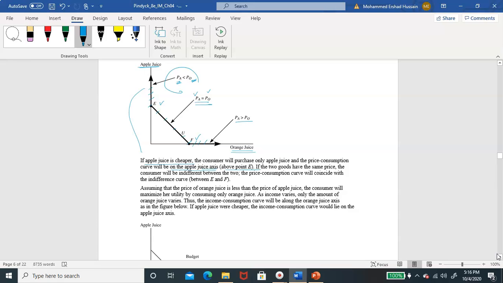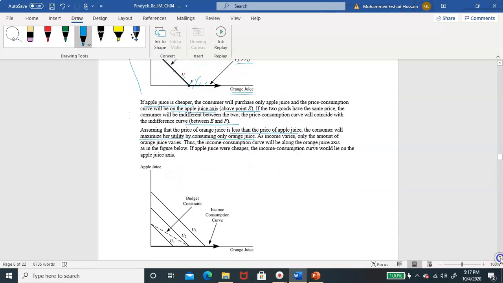And the price consumption curve will coincide with the indifference curve between E and F. Assuming the price of orange is less than the price of the apple here, the consumer will maximize her utility by consuming only orange. As income varies, only the amount of orange juice varies. Thus, the income consumption curve will be along the orange juice axis, as in the figure below. If apple juice were cheaper, the income consumption curve would lie on the apple juice axis.